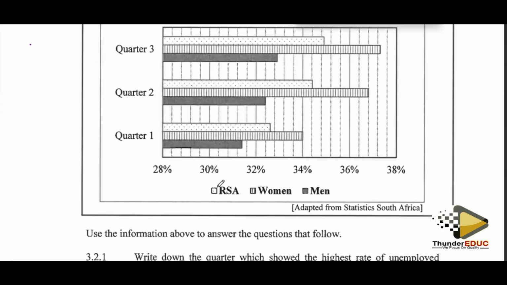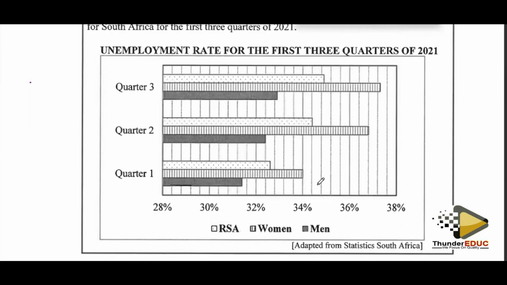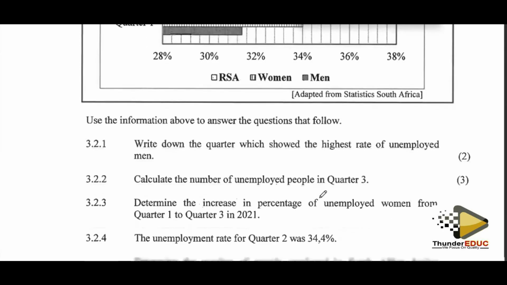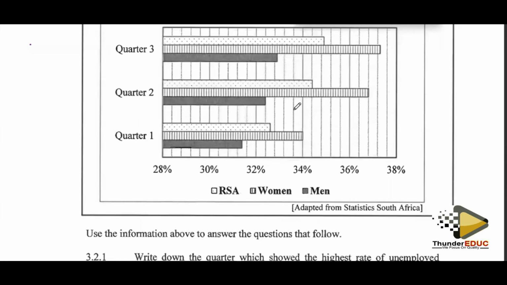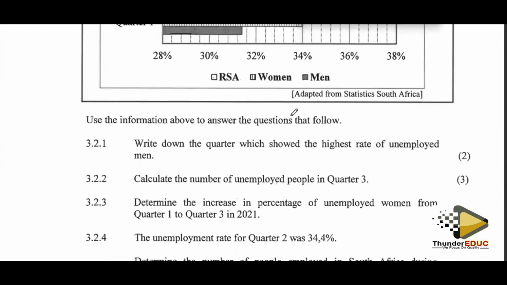The dotted represents the total. The stripes, women. The men are the ones who are dark. Write down the quarter which showed the highest rate of unemployment in men. We shall look at the dark part of it, and we shall say it was quarter 3.